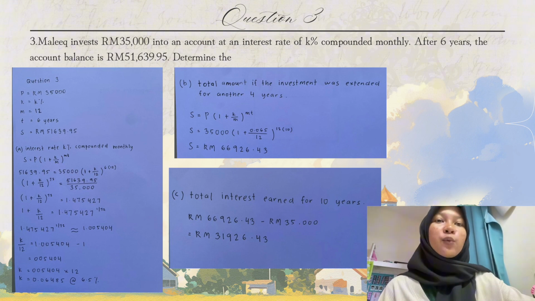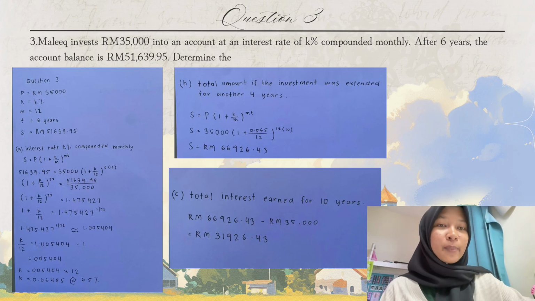For question B, we want to find the total amount if the investment was extended for another 4 years. So I use the same formula, which is S equal to P in bracket 1 plus k over m to the power of mt. Then I substitute all the values into the formula. So it becomes S equal to 35,000 ringgit in bracket 1 plus 0.065 over 12 to the power of 12 in bracket 10. So the final answer is 66,926 ringgit 43 cent.